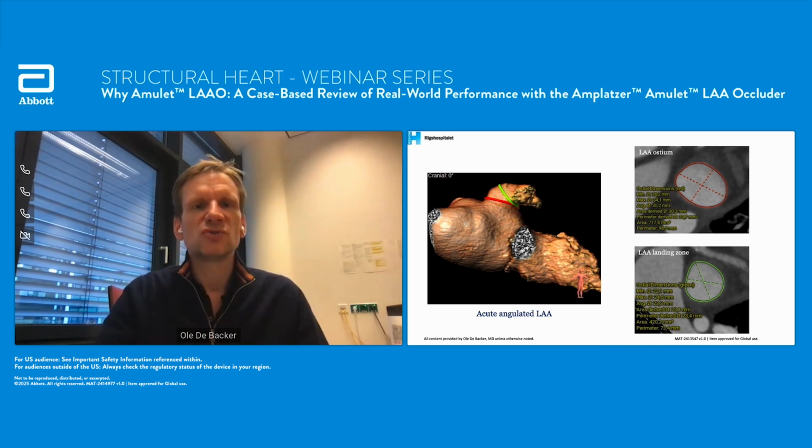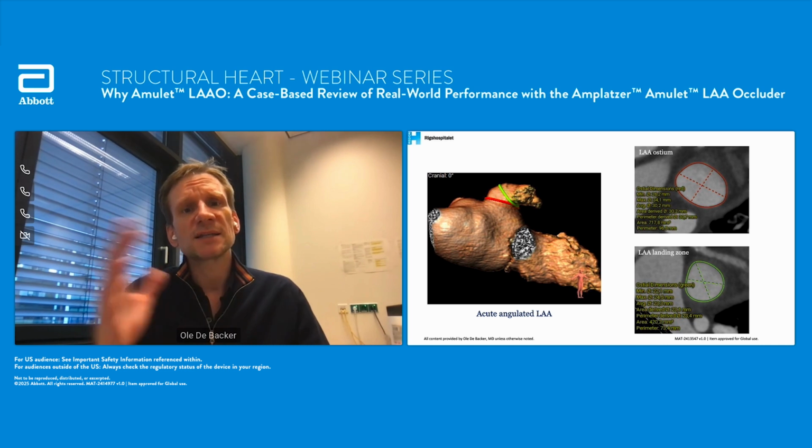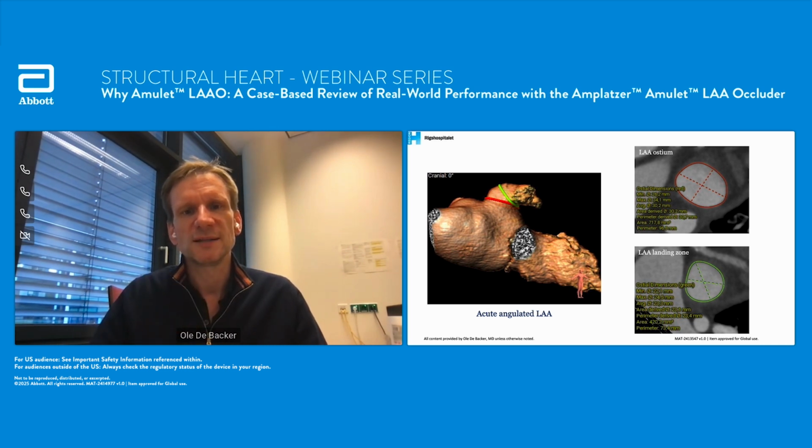So this is the first case. As my colleague, Dr. Shah, as well, I'm a big fan of using cardiac CT as a pre-procedural planning tool. It's really extremely accurate. You don't come across surprises during your case. It's by far the best pre-procedural planning tool.